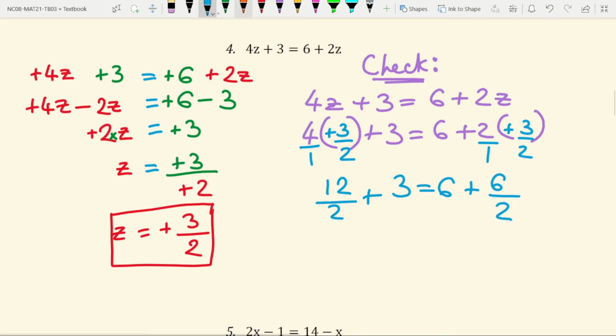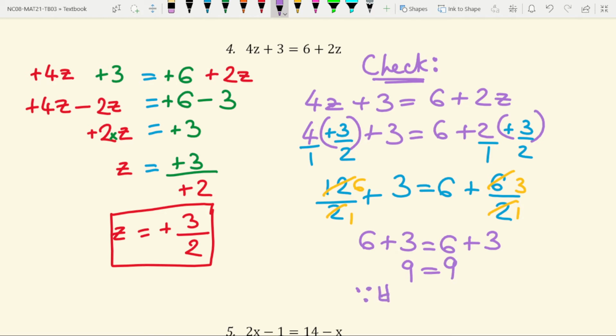So we can cancel these two. 2 ones are 2, 2 sixes are 12; 2 ones are 2, 2 threes are 6. So the answer remaining will be 6 plus 3 is equal to 6 plus 3. 6 plus 3 is nothing but 9. 9 is equal to 9, because LHS is equal to RHS, hence verified. Our answer has been verified.